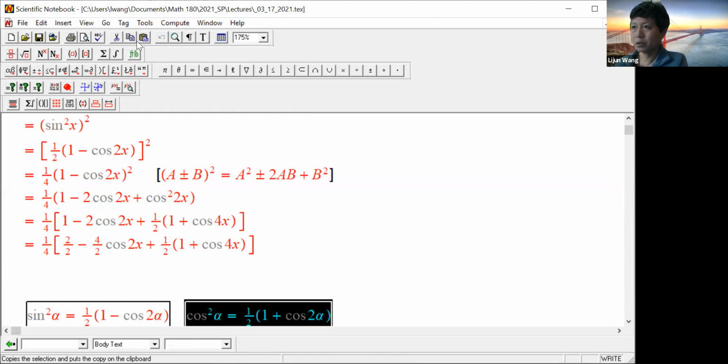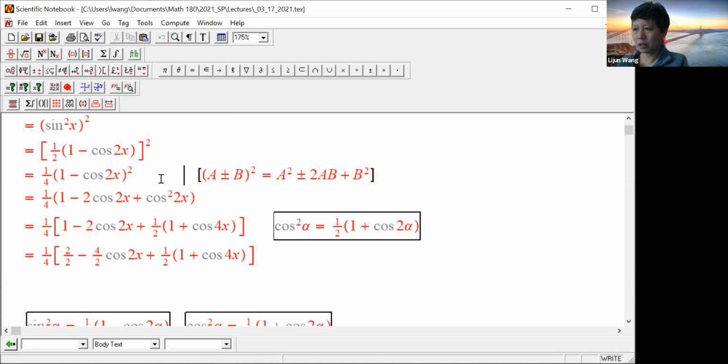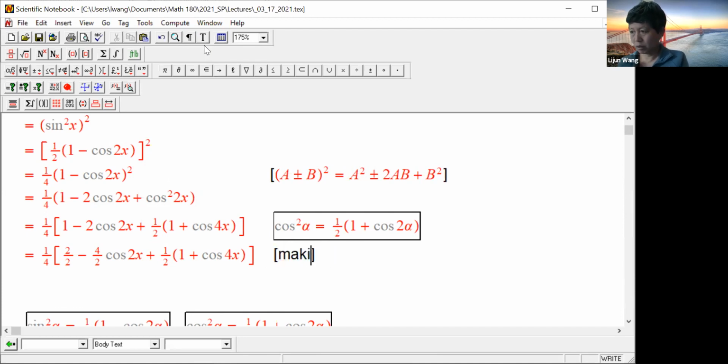Okay, so I'm going to put the notes here. I'm going to put it over here. These boxes or brackets just indicate the formula quoted. And over here, I'm telling you to make common denominator, which is 2.